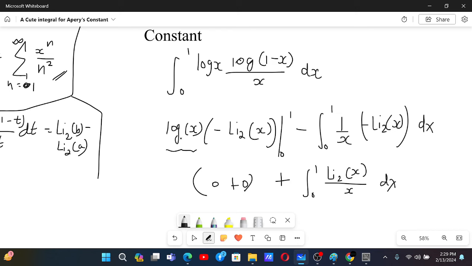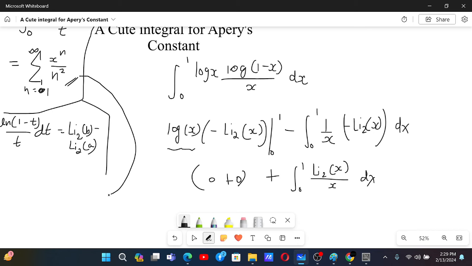Now from the sum definition you can derive one formula that I've already done in this video over here. The formula is basically that if we have the integral from 0 to z of li s of t by t dt, this will actually be equal to li s plus 1 of z. So if you use this property, this is just going to be li 3 of 1, because z is 1 over here.